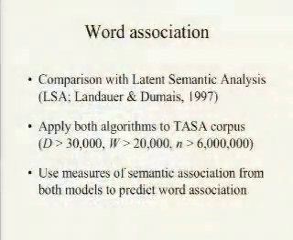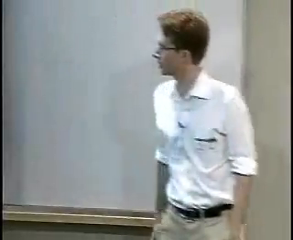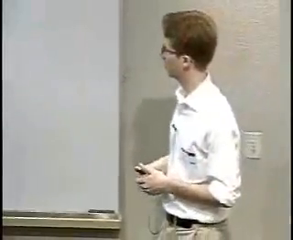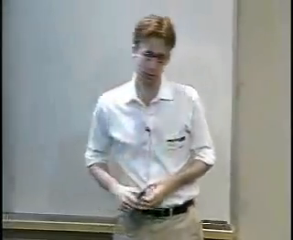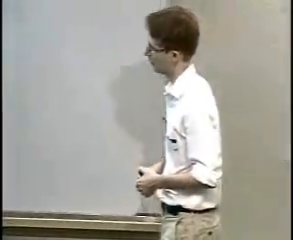So in terms of looking at these data, what we've done is compared the predictions of this model with latent semantic analysis, which is a leading model that's used in cognitive science, where we apply both algorithms to the TASA corpus, this corpus of school texts from first year of school through the first year of college. So this is a database. It's about 30,000 documents, 20,000 word types, 6 million tokens.